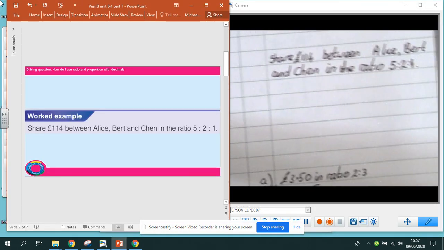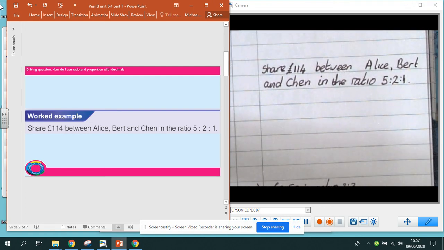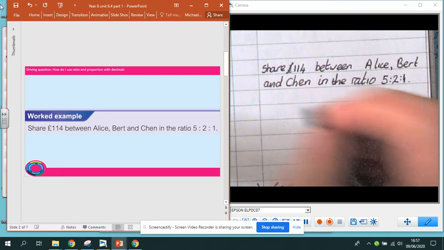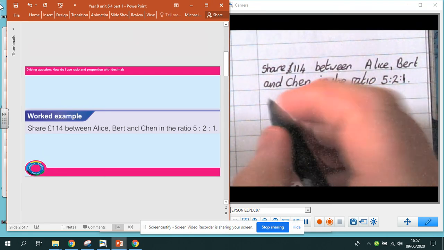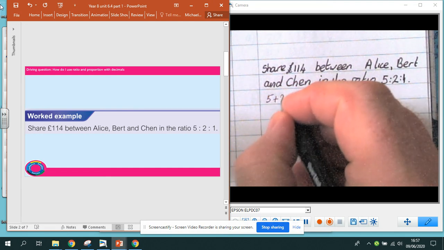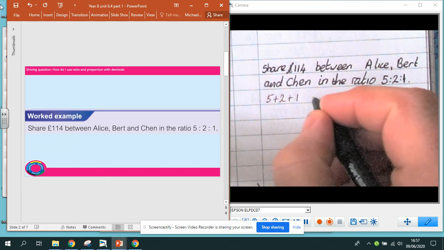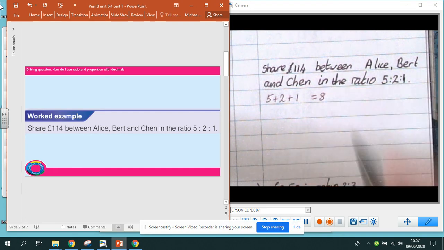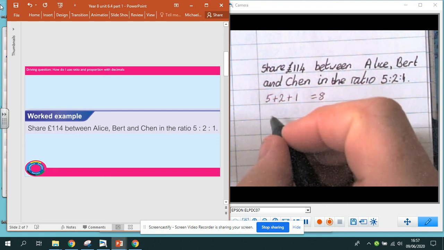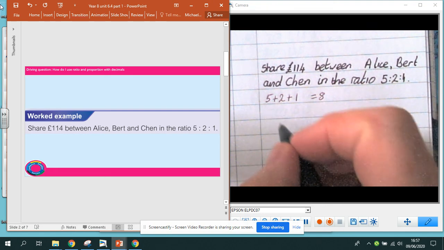So here's a question. Share £114 between Alice, Bird and Chen in the ratio of 5 to 2 to 1. The method, even though I've got three numbers, is exactly the same. I'm going to start by adding 5 to 2 to 1, which equals 8. So I'll just take my glasses off.